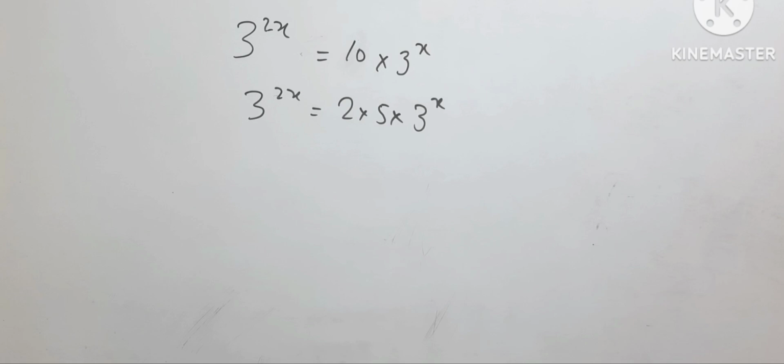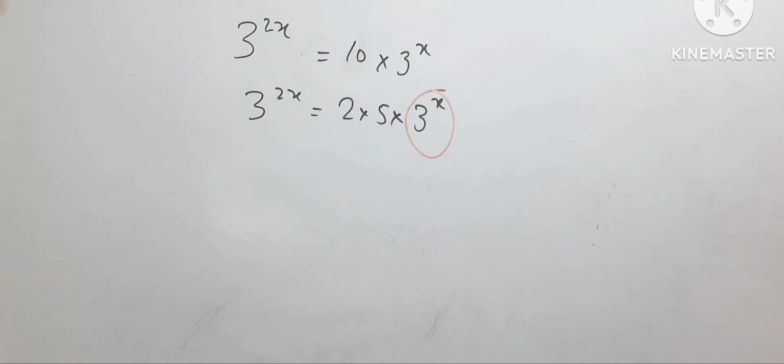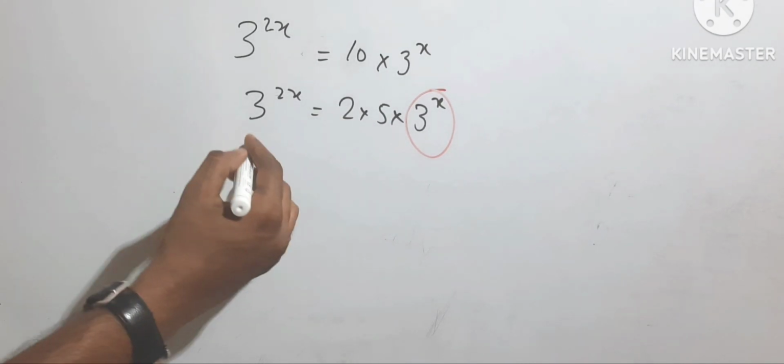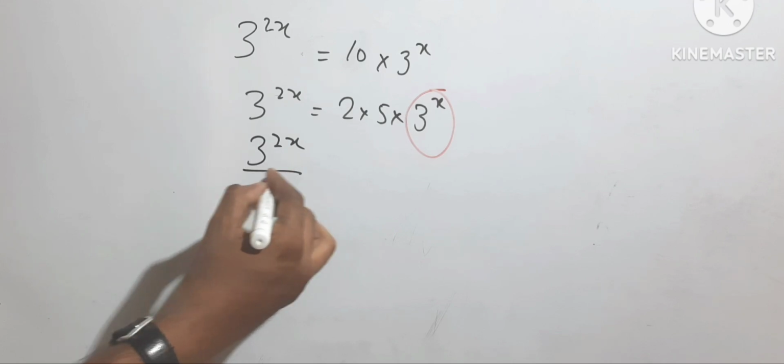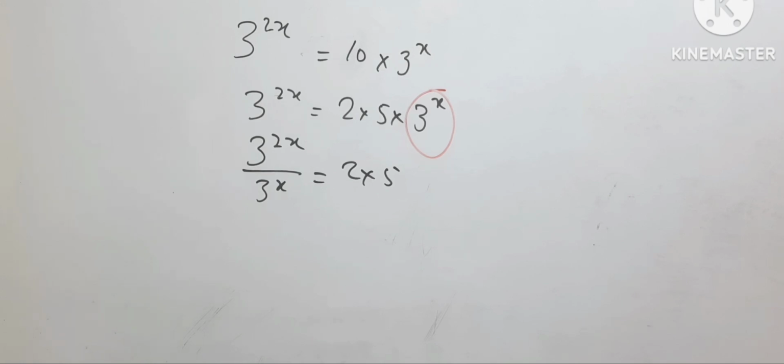We can see on the left hand side there is base 3 and the power is 2x, and on the right hand side there is also 3, but the power is x. So in this case, sir, we will keep the like terms together. So this 3 to the power x will go on the left hand side. How will it go? You see whether it will be divide, multiply, plus, minus. Before it there's a multiply sign, so you will divide. So 3 to the power 2x by 3 to the power x. Yes, and you are left with 2 into 5 as it is, because those bases are not the same, not similar.